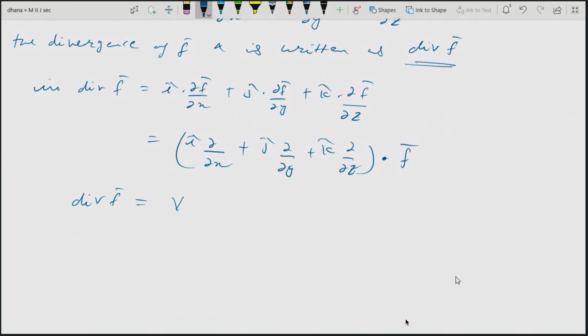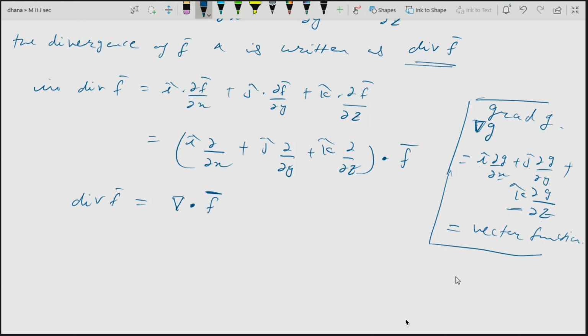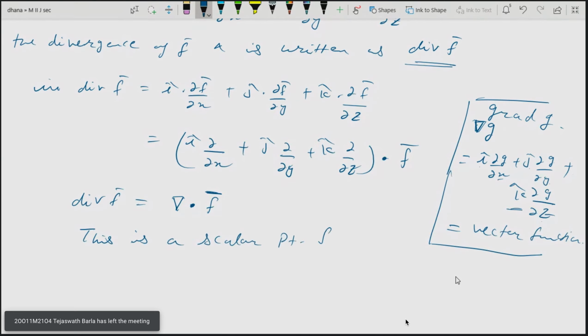Whereas if you look at this divergence of f, which is defined as del dot f bar, where f bar is a vector function, no scalar function here, and you are taking a dot product with this operator. So tell me, when you take the dot product of two vectors, what kind of result will you get? A scalar function you will get. So this result is a scalar point function.